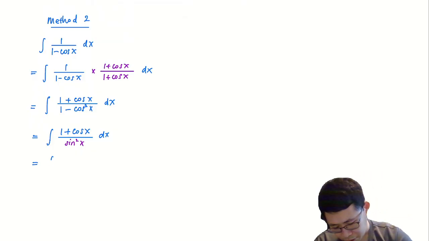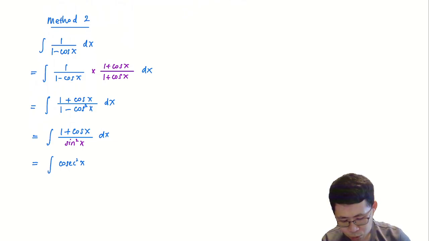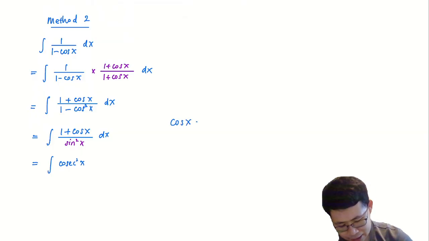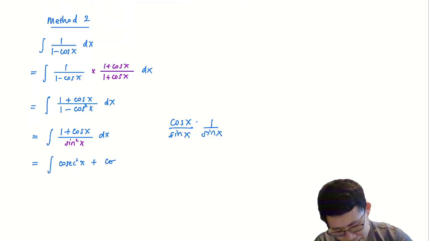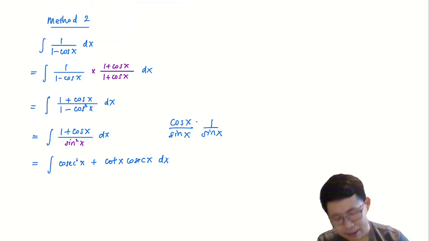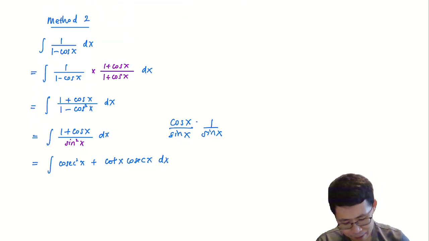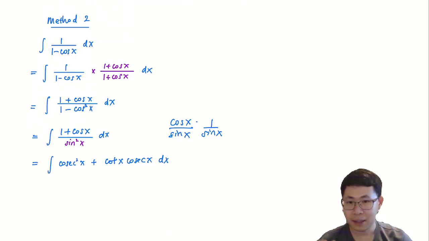So once we get this out already, 1 over sine square is actually cosecant square x, right? Then cosine x over sine x, we can rewrite this as cosine x over sine and 1 over sine. So this tells us that we will get something like a cotangent x and a cosecant x dx. Okay, so I can simplify it to something like this.